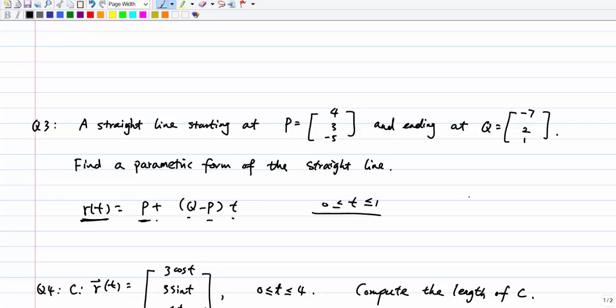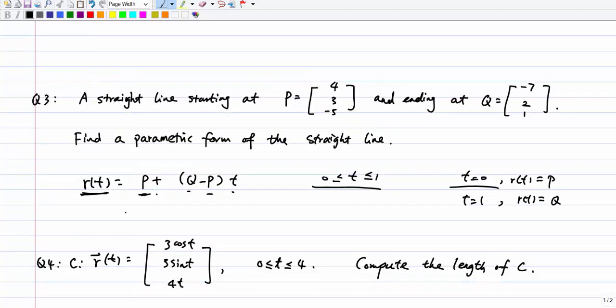So when t is 0, r(t) will be just P. When t is 1, you replace t by 1, so it's P plus (Q minus P) times 1, which will be just Q. So P plus Q minus P will be just Q, so r(t) is Q. And you can check, because it's a linear form, it's a straight line.